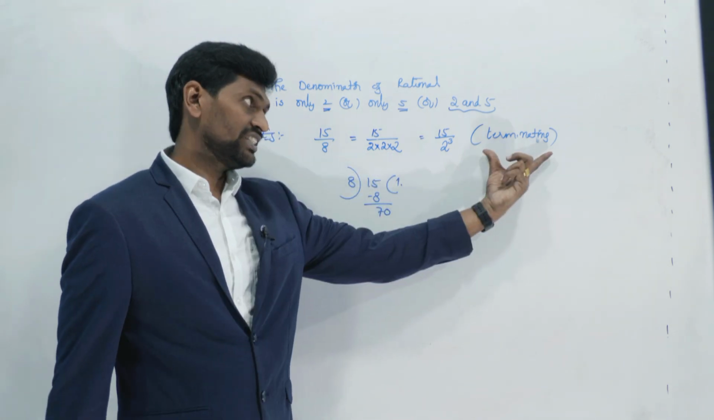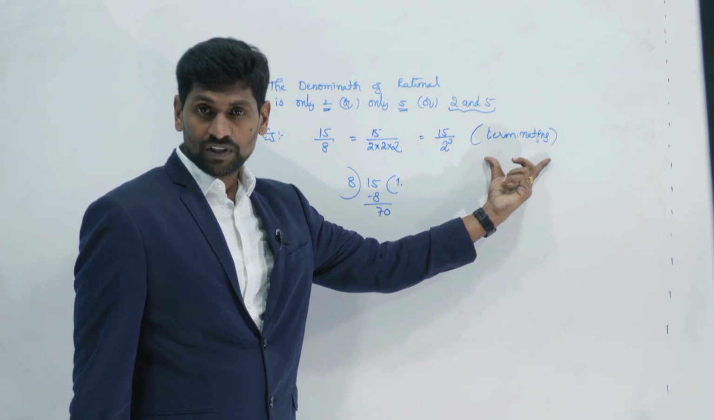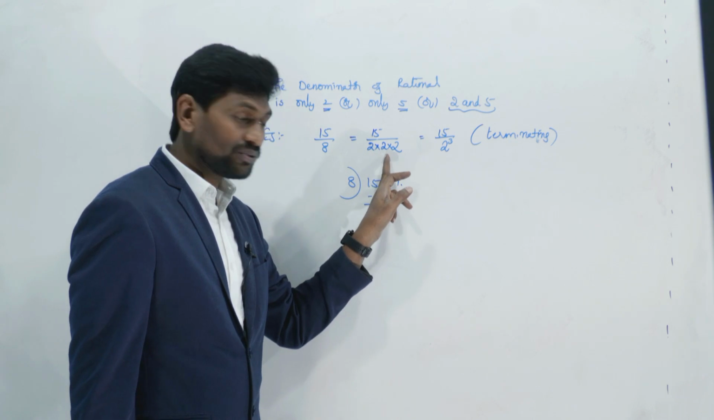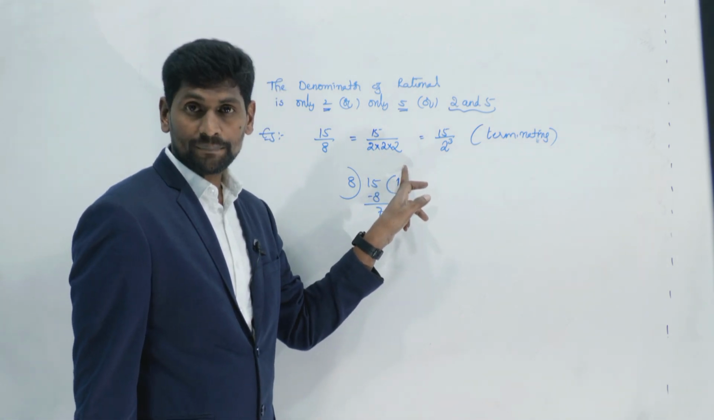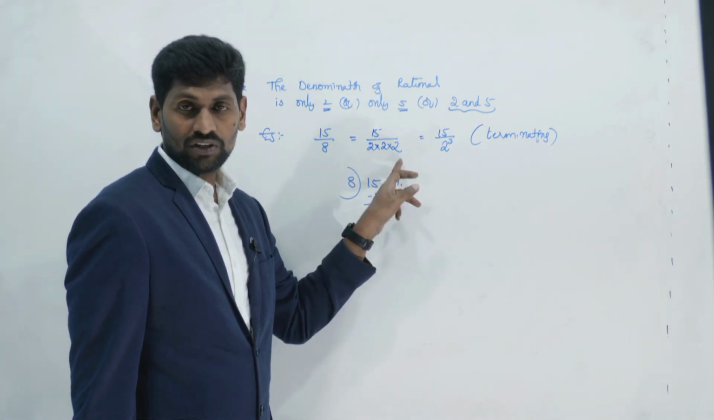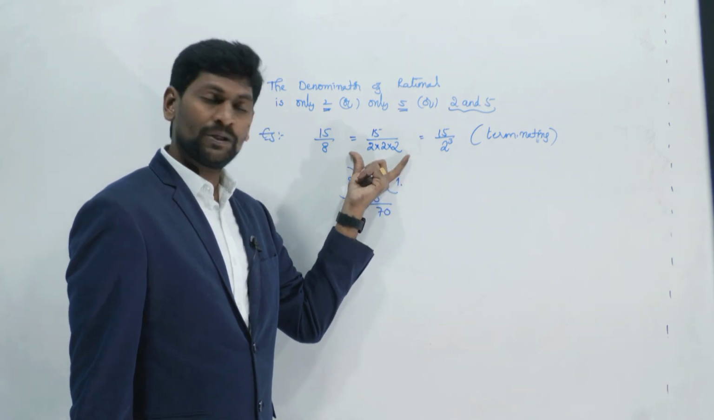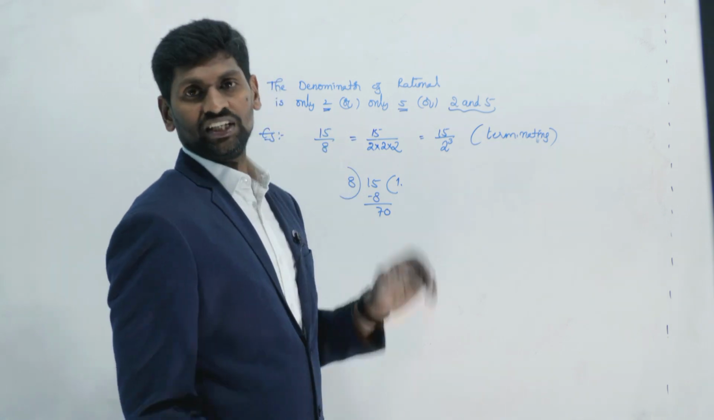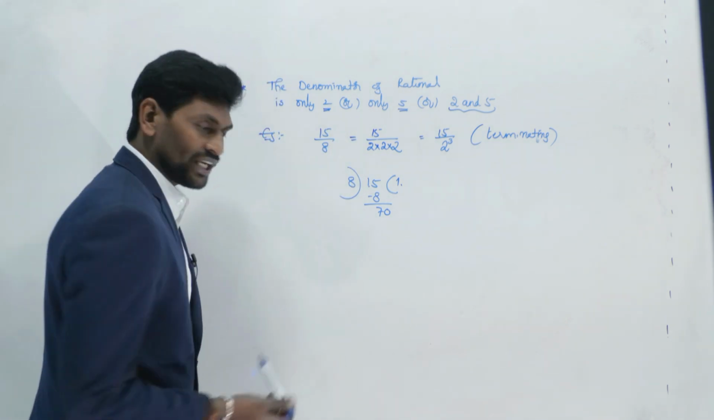But even though I am saying that it is terminating decimal, because 8 is nothing but a combination of only 2's: 2 into 2 into 2. Am I right? 2 2's are 4, 4 2's are 8. That means there is only the presence of 2 here. So it is definitely a terminating decimal. Let us see through an example.